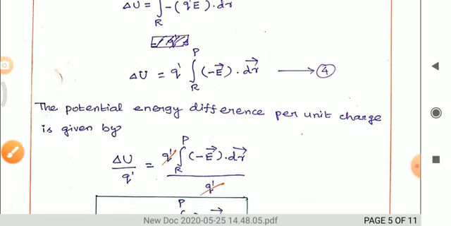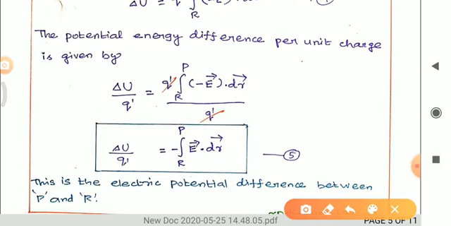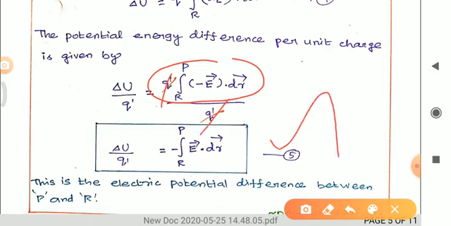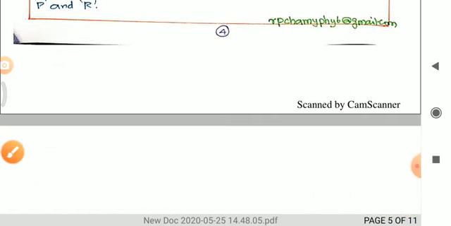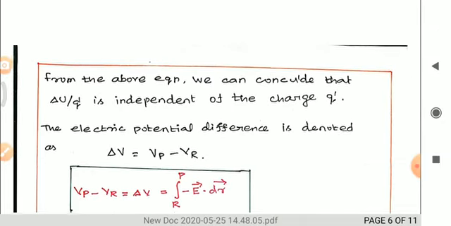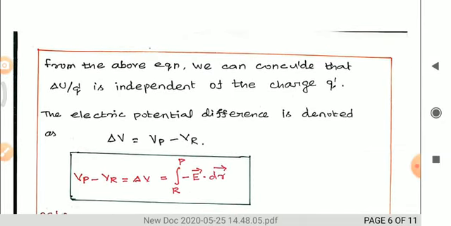So del U by Q dash is equal to, already we have the formula, Q dash into minus E, so we can simplify that equation. Del U by Q dash is equal to Q dash into integral R to P of minus E vector dot dr vector, divided by Q dash, which will be cancelled. What will be the remaining? Del U by Q dash is equal to integral R to P, minus taken out, minus of E vector dot dr vector. So this is the electric potential difference between the points R and P. Okay, right. Then next, in this topic we have to discuss further from the above equation that we have already discussed.